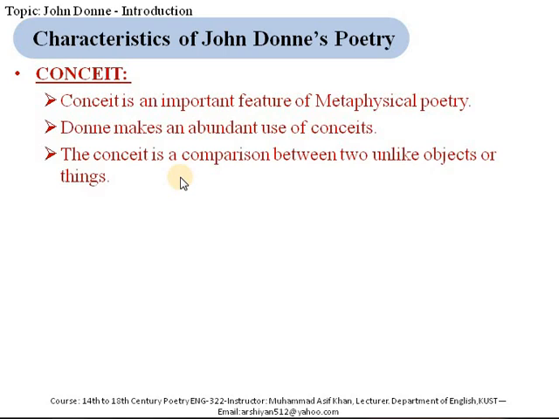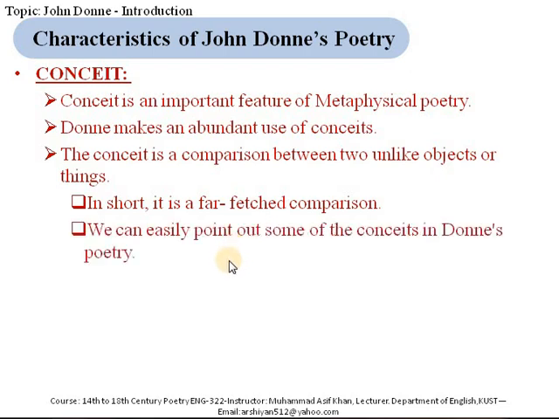So the conceit is a comparison between two unlike objects or things. In short, it is a far-fetched comparison. And we see that in John Donne's poetry, the conceits which he is using are very far-fetched, and that turns his imagery into obscurity.